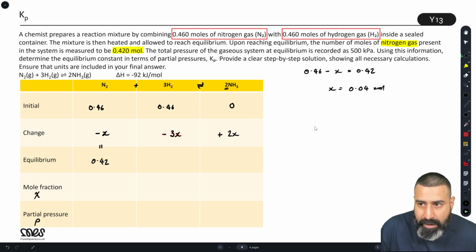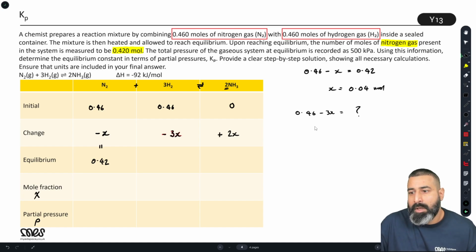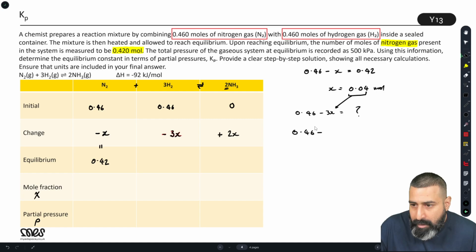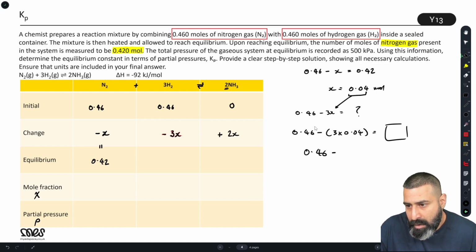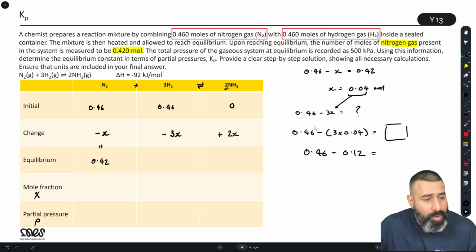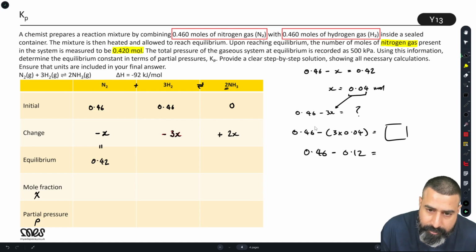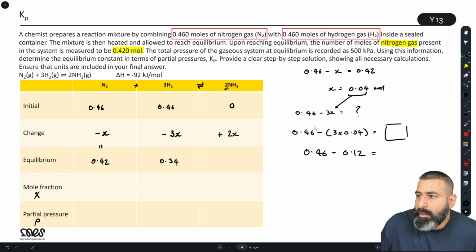Same thing here. We read the second one as, for H2, 0.46 minus 3X. And what does that equal? Well, now that we know what X is, we're going to times it by 3 to get that value, right? So 0.46 minus 3 times 0.04, and that equals that value. So this is 0.46 minus 0.12, and we should get a value of 0.34. Cool. Hopefully that makes sense.